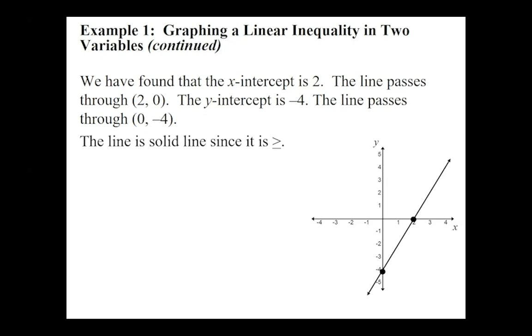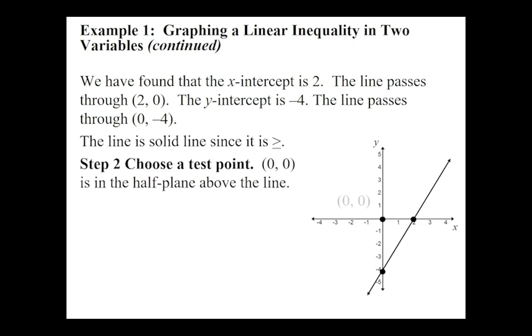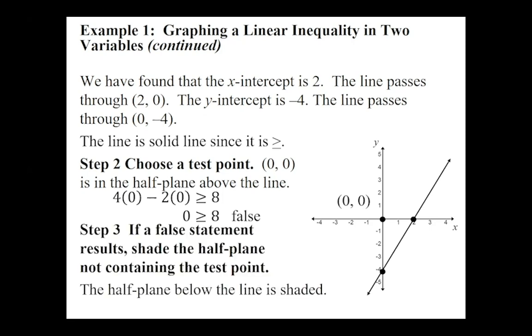Now let's pick a test point. And I love picking (0, 0), just like I liked picking 0 when we did the other inequalities. Zeros are nice and easy to plug in. When we plug 0 in for x and y, we get 0 minus 0 is greater than or equal to 8. 0 greater than or equal to 8 is a false statement, so we shade the other side. And that is our solution.